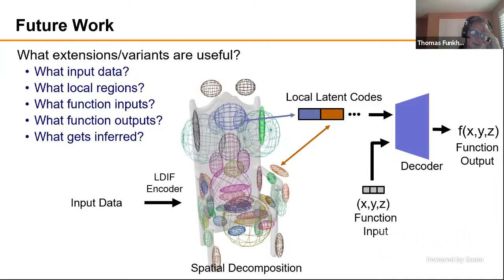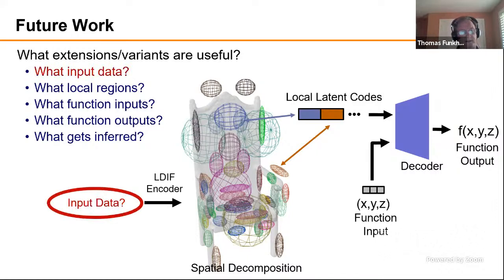Input data should, you know, how would it work with different input data? What local reasons should you use? So on and so forth. And I'm going to go through some of these as ideas of things that we've done, and then some things that other people have done, and talk about where should we go from here? Let's talk about input data first.